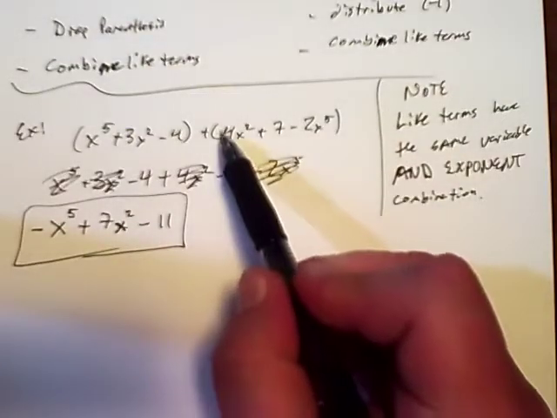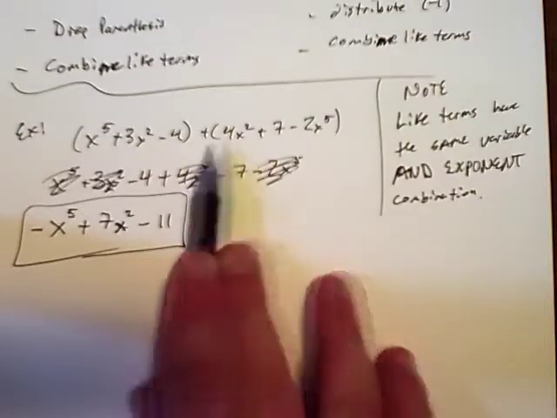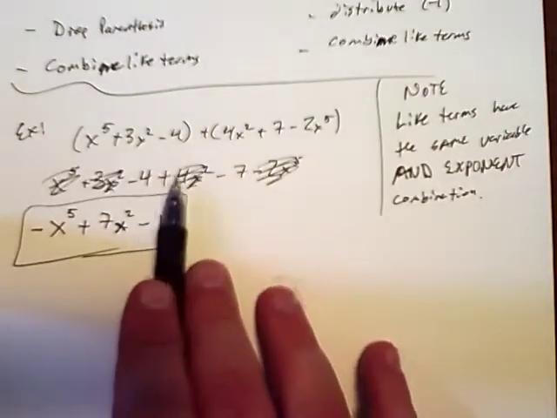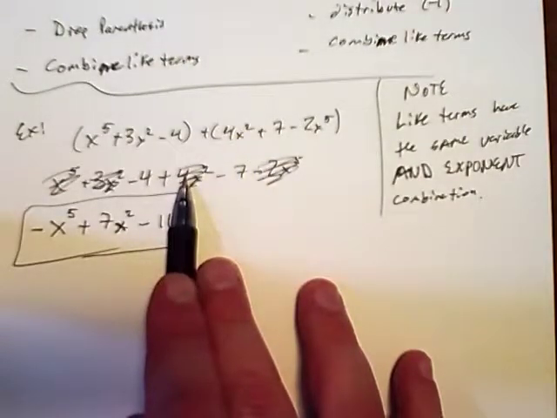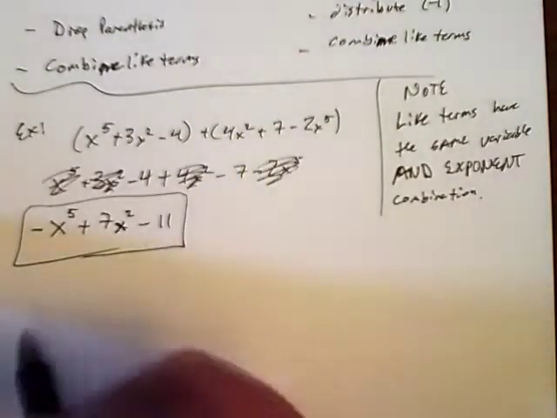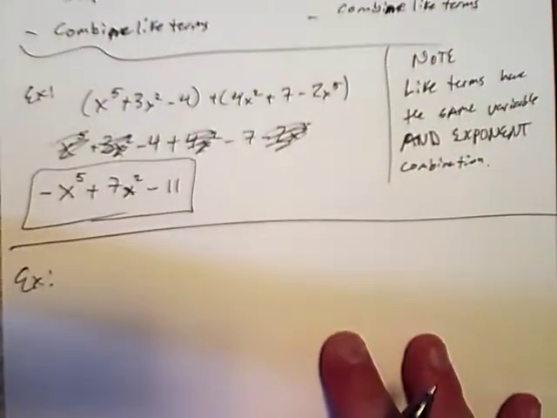One thing that you might have a hiccup on is what happens if this is negative right here? Do I say plus a negative 4x squared? No, just simply write minus 4x squared. So that way you could see that this is a negative term. Okay? Alright, let's try another example. One more example here.